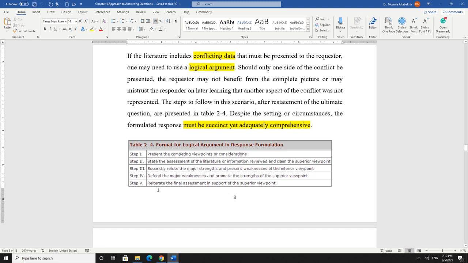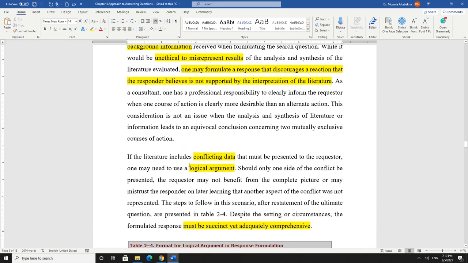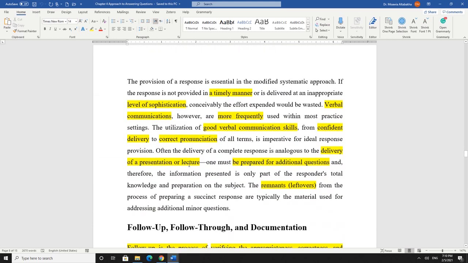Then, and this is important, reiterate the final statement in support of the superior viewpoint. It's similar to step two. State the assessment of the literature or information reviewed and claim the superior viewpoint. Here at the end I have to reiterate, meaning say again, the final assessment in support of the superior viewpoint. I hope this is clear to you.